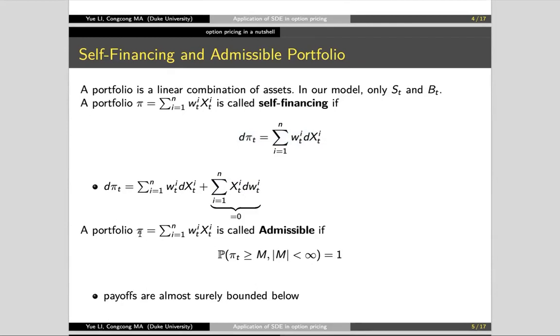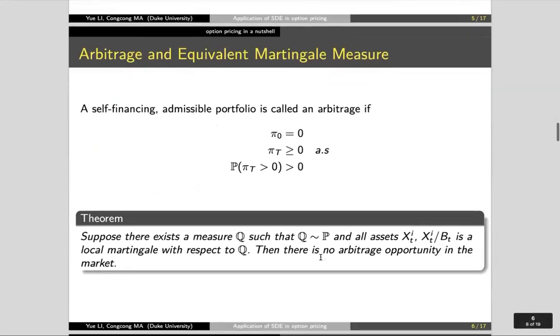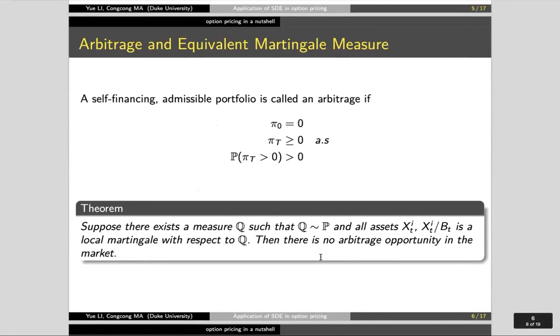Second, a portfolio π_t is called admissible if the payout of π_t is bounded below almost everywhere. And with these two terms defined, we can define an arbitrage. So a self-financing admissible portfolio is called an arbitrage if you can start with 0 capital, and then you can earn a positive amount of π_t at time t equals capital T with strictly positive probability. So basically, it is a free lunch.